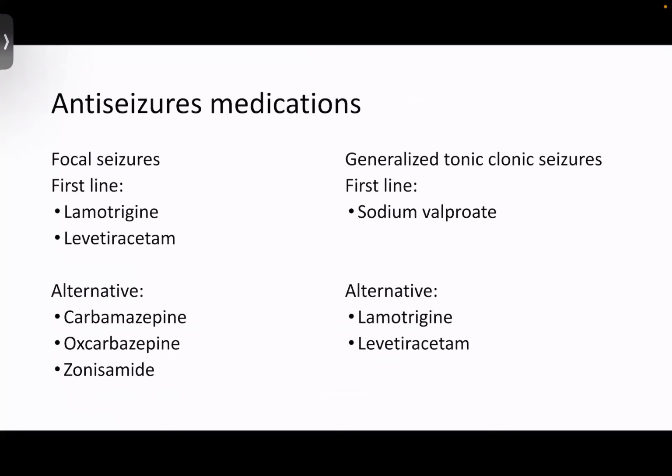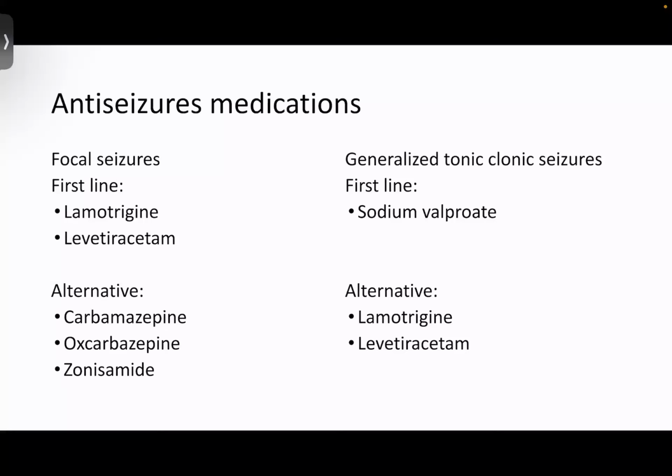Moving on to anti-seizure medications. These are based on the meta-analysis of available randomized controlled trials. They suggest for focal seizures, the first line agent can be lamotrigine or levetiracetam. Alternatives can be carbamazepine, oxcarbazepine, or zonisamide.